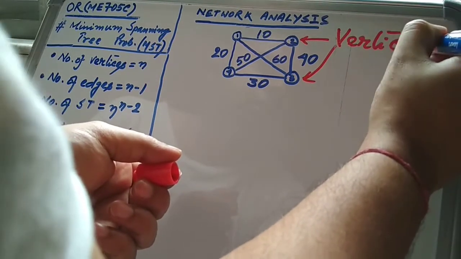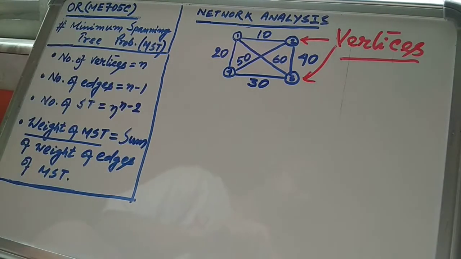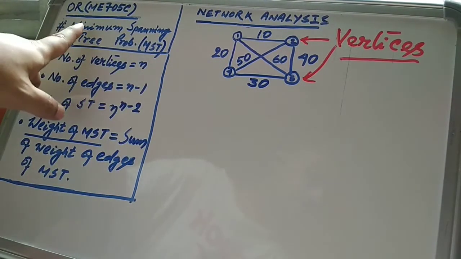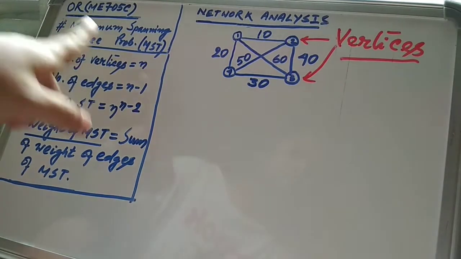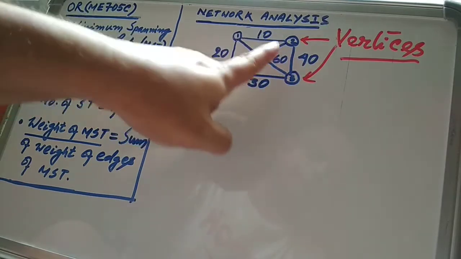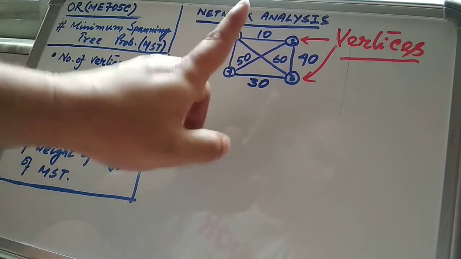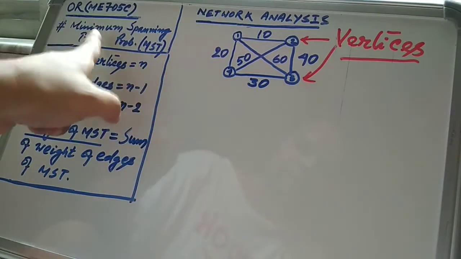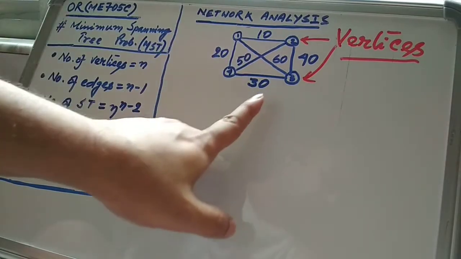So we have to make a spanning tree, and one more thing we have to keep in mind is that it should be minimum. Minimum means, you already know, these are the weights assigned to the particular path or route. While designing the spanning tree, we have to keep it as low as possible, as minimum as possible.